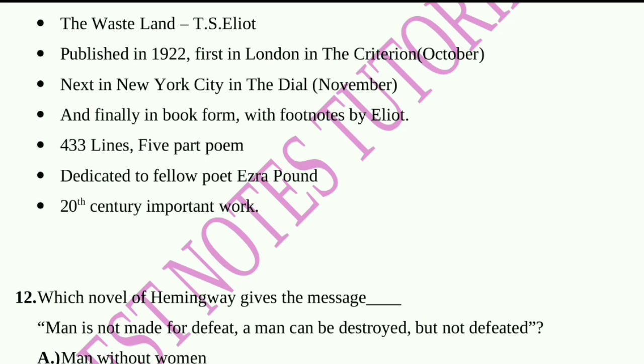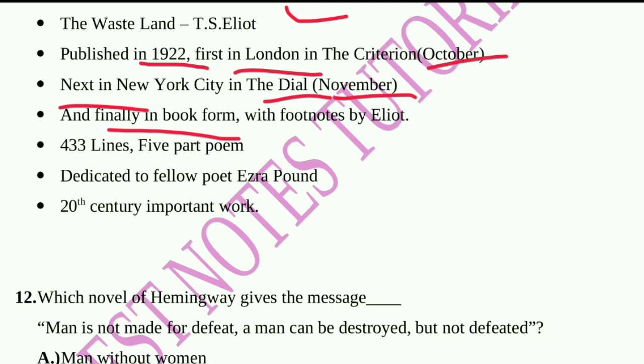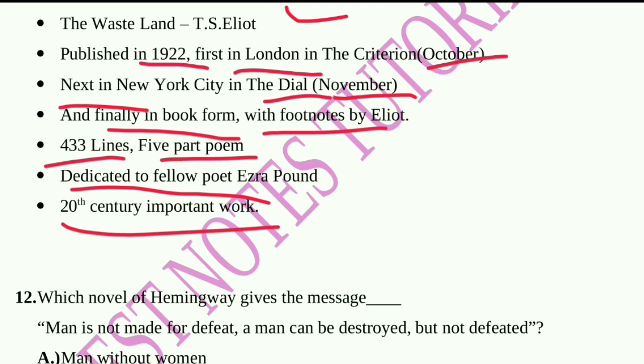The Waste Land by T.S. Eliot was published in the year 1922, first in London in the Criterion in the month of October, next in New York City in the Dial in November, and finally in book form, with footnotes by Eliot. It has 433 lines and is a five-part poem. It is dedicated to fellow poet Ezra Pound. It is an extremely important work of the 20th century.